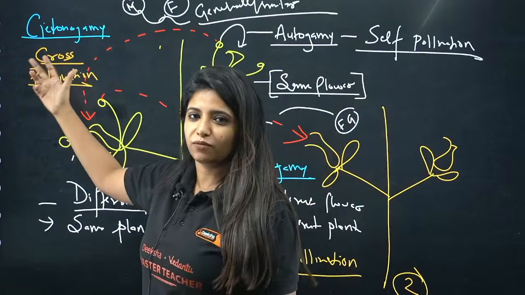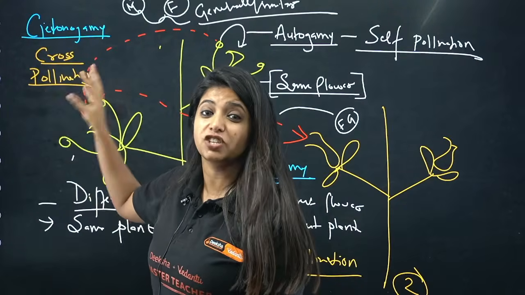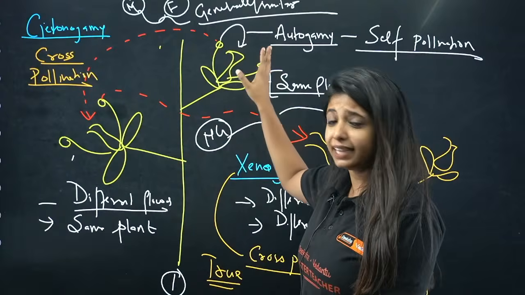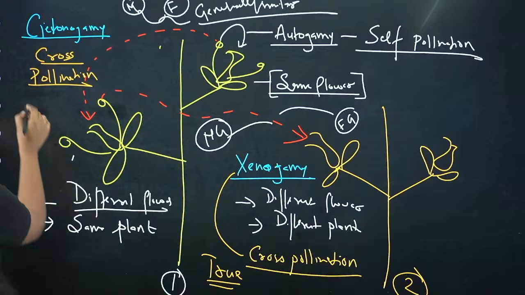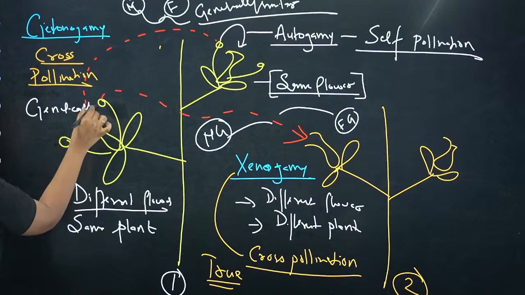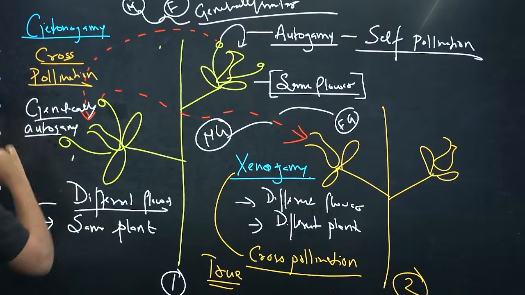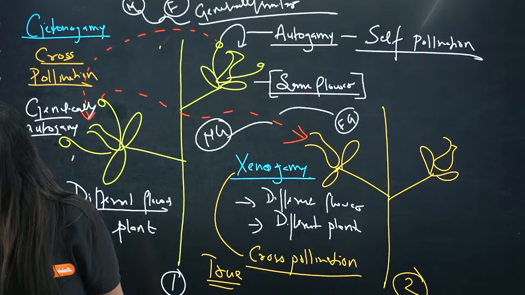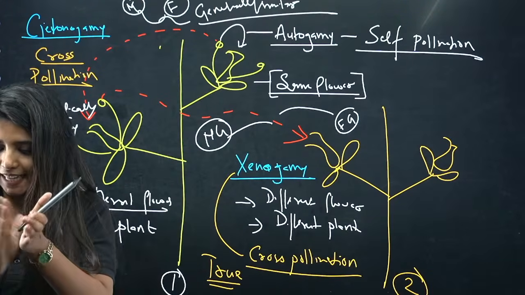Rather than this, which is physically just a cross-pollination, but genetically, if at all you see, it is just like autogamy. You need to write that point up. Genetically, it is like autogamy only. Please remember that. Very, very important. So, Nagaraj, whatever you said is absolutely correct about geitonogamy.